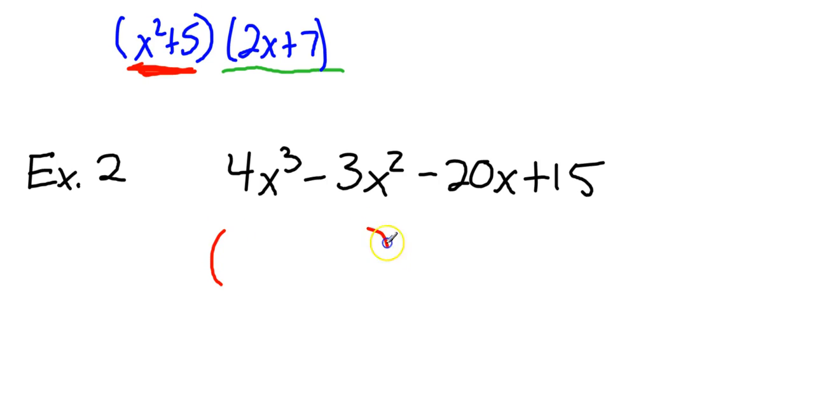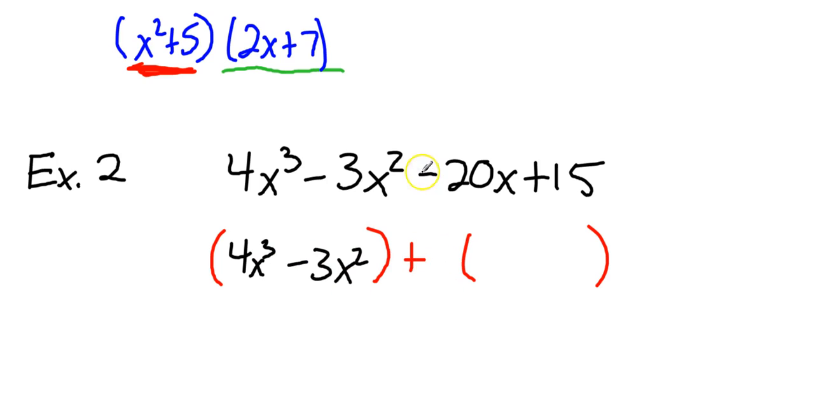Okay, so first 2 terms, we're going to put those together, and then we're going to have the last 2 terms together. So we've got 4x to the third minus 3x squared. And again, even though there's a minus sign in the middle, I always tell people automatically put a plus sign in there because you need to have the 2 terms added together. That way you know the negative has to go inside with the 20x.